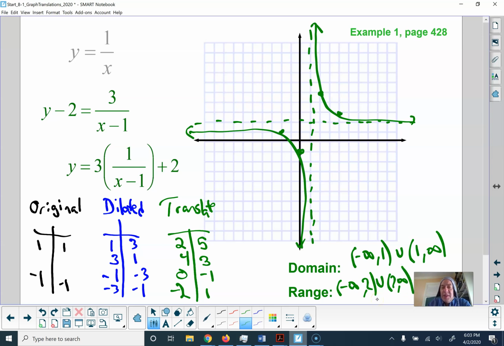There we go. That is how to graph a rational function when you know the equation. Next video, given the graph, how do you write the equation? We are on it. See you in just a few moments.